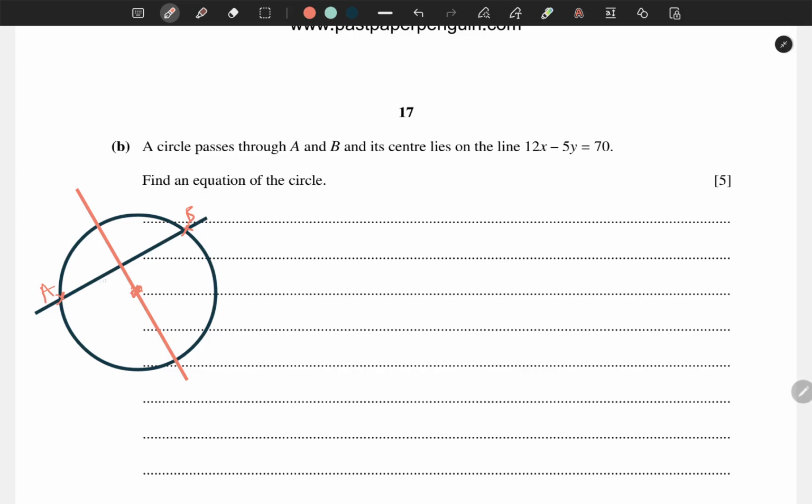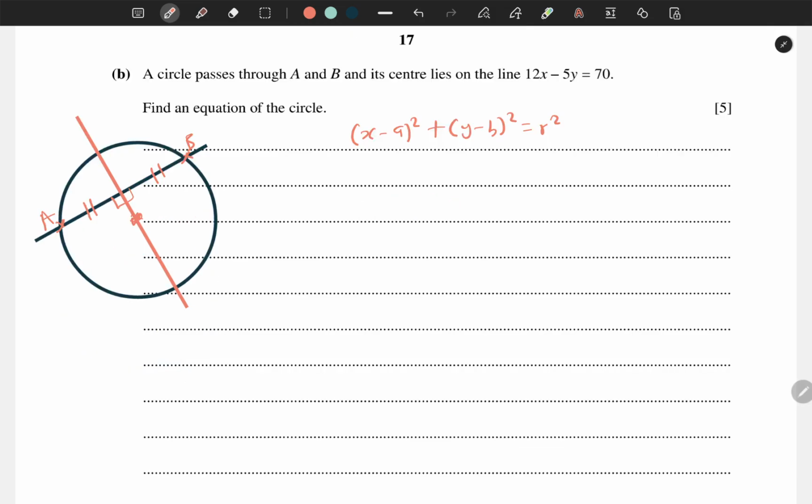Now, first thing you should note is that these two points here must be equal distance, and of course this must be perpendicular to this. So to get the equation of a circle, we have the formula (x minus a) squared plus (y minus b) squared equals r squared. So what do we need here? We need the center of that circle, and we need the radius of the circle.